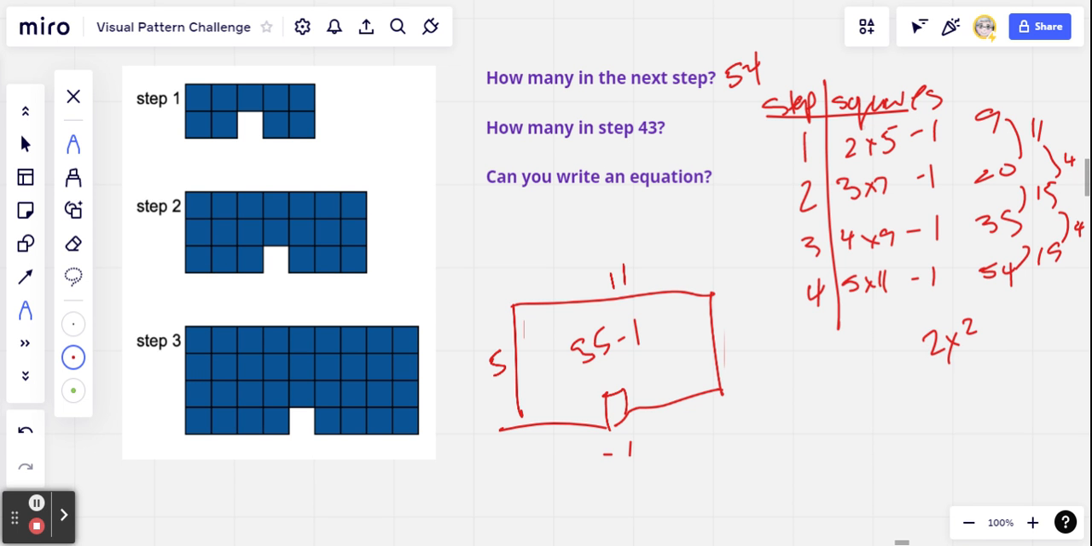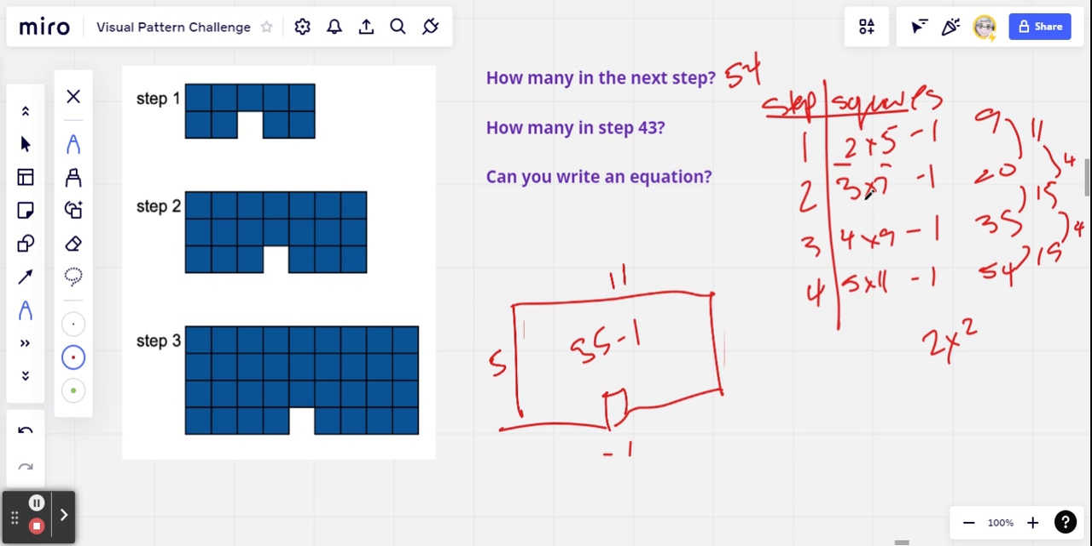Now, at this point, to try to find an equation and then use that to get step 43, you could go in a couple of different directions. You could look for the 2x squared in every step and sketch that out and then see what else is going on. I think we have an equation right here in this chart of numbers. We just have to figure out what this number is in relation to the step number and what this number is in relation to the step number.